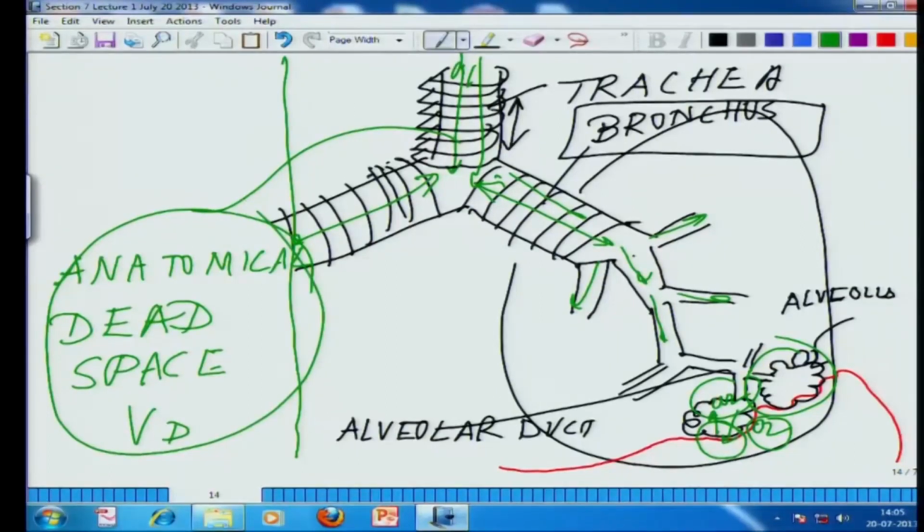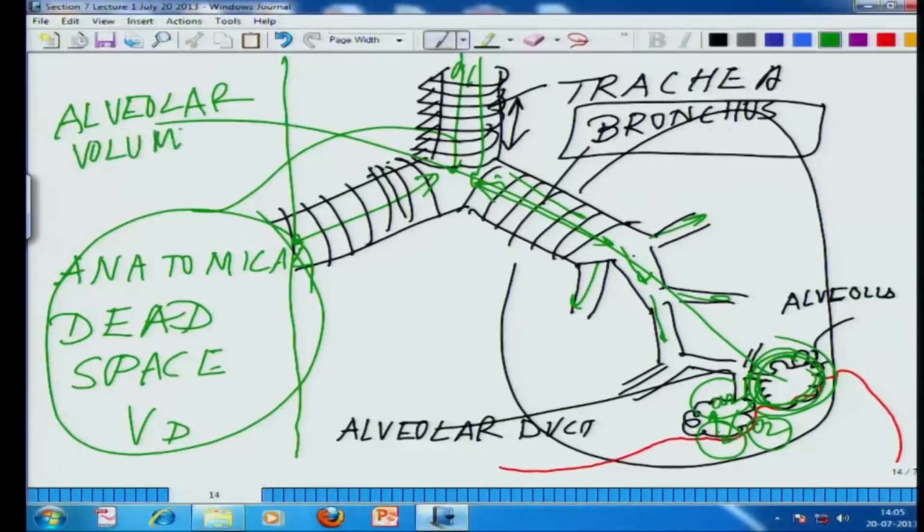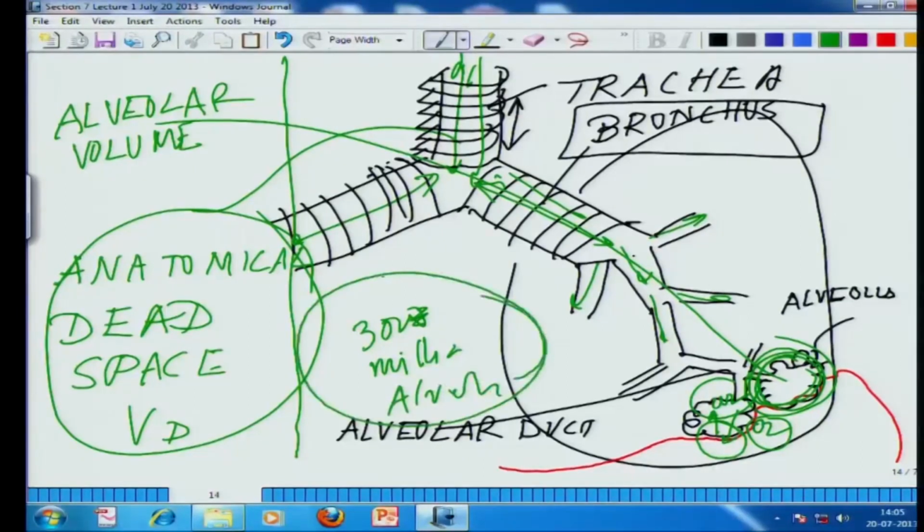Okay. And this is the zone where the exchange is taking place. This is called alveolar volume. This is the amount of gas that is being exchanged. Approximately there are more than 300 million alveoli, or even way more than that actually. I am just giving an approximate number.